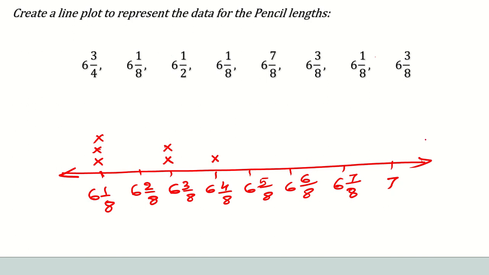6 over 8 means 3 over 4. Do we have 3 over 4? Yes, one time we have. So just put 1 cross here. 7 over 8, yes, we have one time. So 7 over 8 also here. So like this you can make the plot.